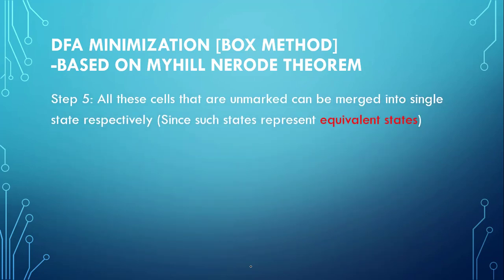All the cells that are unmarked can be merged into a single state respectively, since such states represent equivalent states. Equivalent states means these states can be merged. So that is why we will merge these states and minimize our DFA, to generate our minimized DFA from the DFA which was given, using this box method based on the Myhill-Nerode theorem.